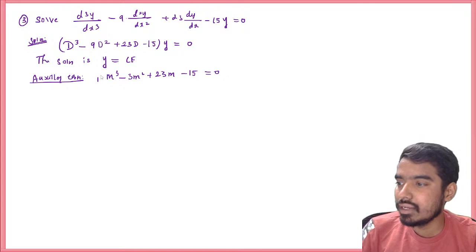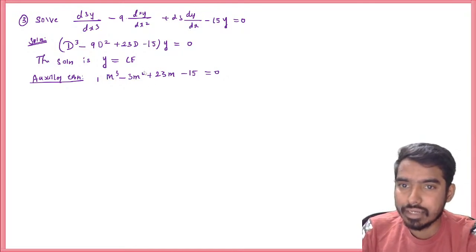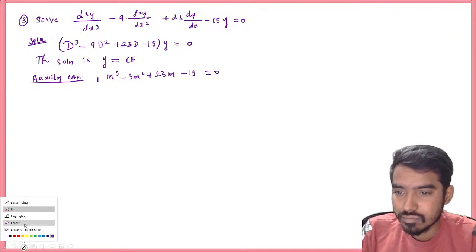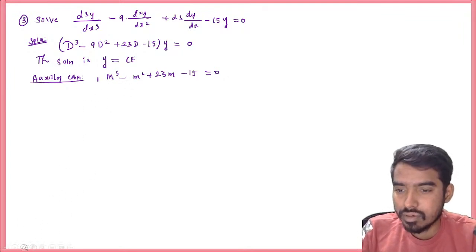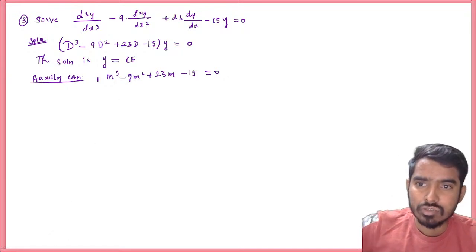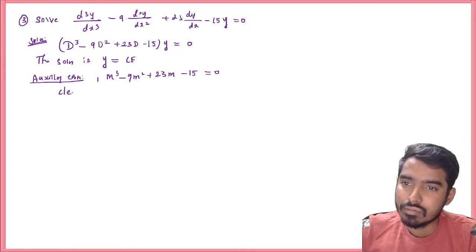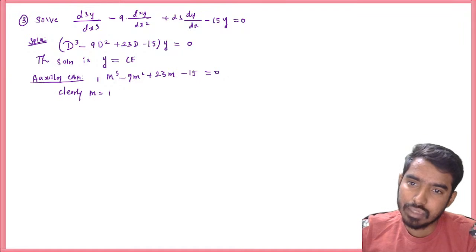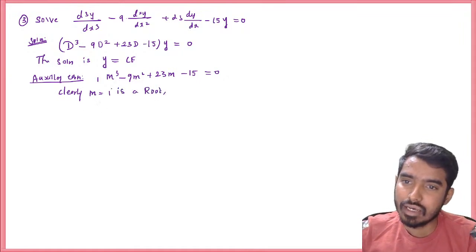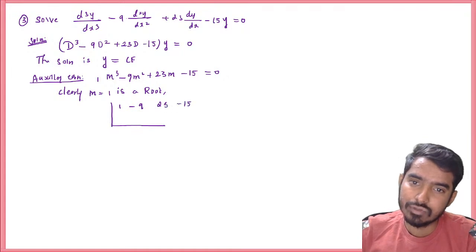If you put 1 here, sorry, this is 9. I think if you put m equal to 1, it will be a root. So 1 minus 9 is minus 8. Minus 8 plus 23 is 15, minus 15 is 0. Super. So clearly m equal to 1 is a root. So in that case, you find the other 2 roots by synthetic division method. So 1, minus 9, 23, minus 15.